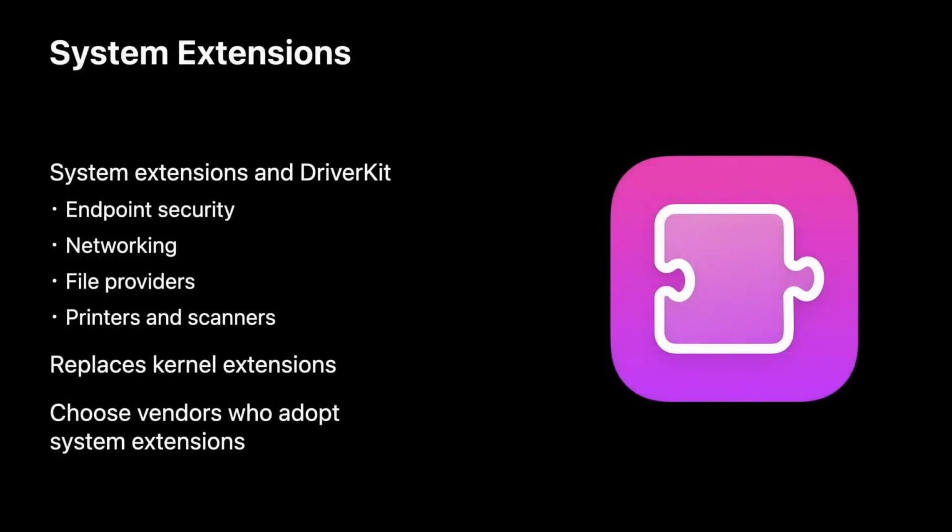So we've talked about system extensions for a number of years now. Introduced in macOS Catalina, they are APIs to allow developers of apps for endpoint security, networking, file providers, and printers and scanners to build apps that are outside of the system kernel. Vendors who use kernel extensions, or KEXTs, should instead use these new system extensions to provide existing and new functionality while keeping the system kernel secure.